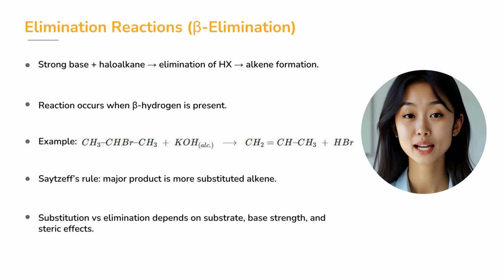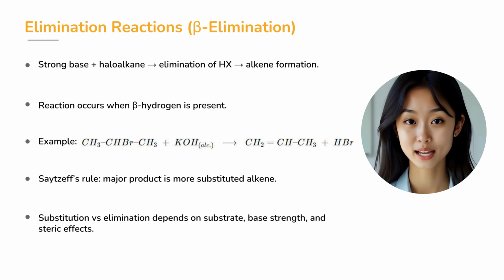When a haloalkane reacts with a strong base, instead of substitution, it can lose a hydrogen atom and a halogen atom to form an alkene. This is called β-elimination, since the hydrogen removed is from the beta carbon. For example, when 2-bromopropane is treated with alcoholic potassium hydroxide, we get propene and hydrogen bromide, written as CH3CHBrCH3 plus alc. KOH gives CH2=CH-CH3 plus HBr.